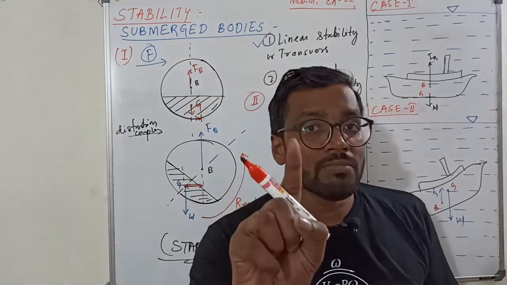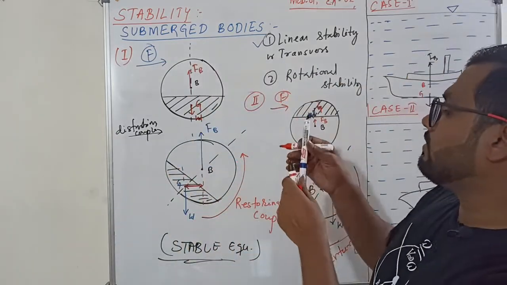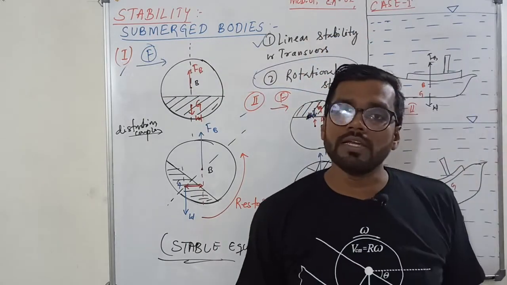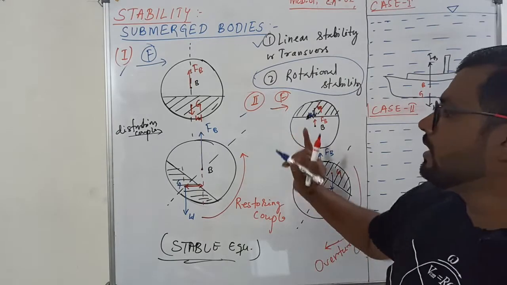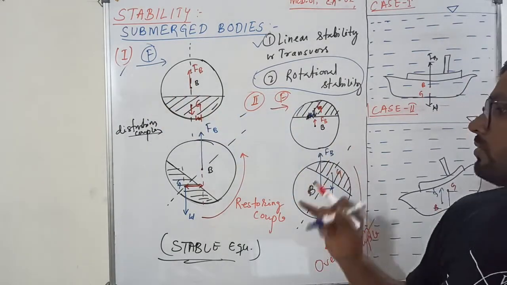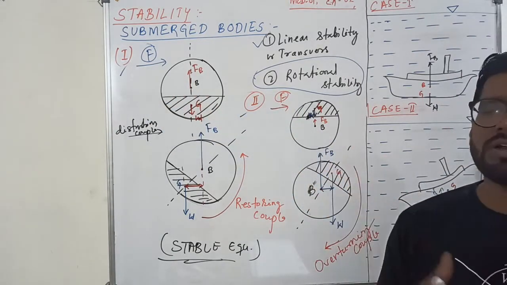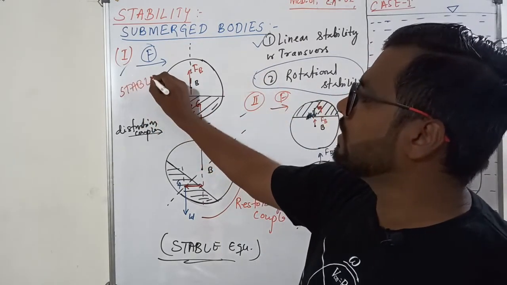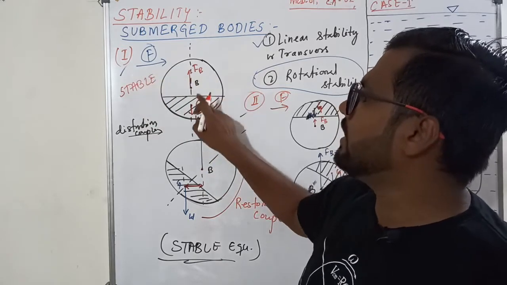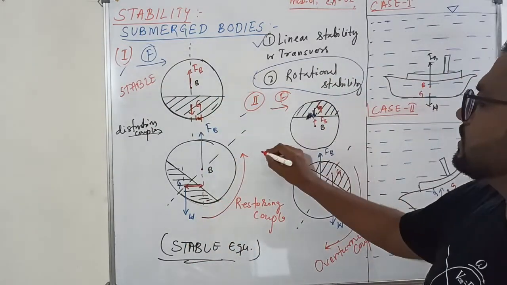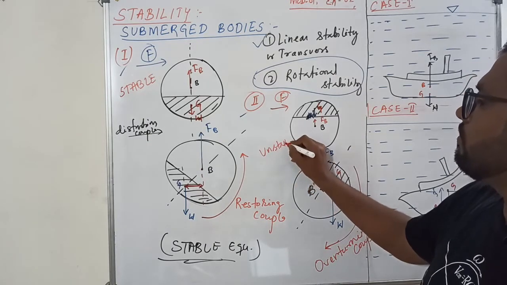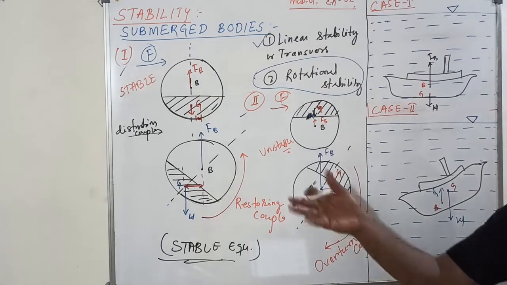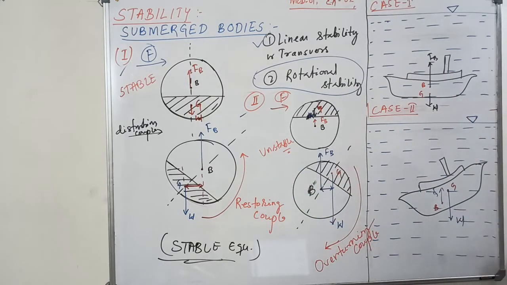Understood? For the submerged case, whatever we are discussing now, case 1 and case 2, which stability is this? Rotational stability. So these two are case A and case B. Note it down; we will discuss a case C. When the center of gravity is below the center of buoyancy, this is the stable equilibrium. When the center of gravity is above the center of buoyancy, this is the unstable equilibrium. Next we will go for the neutral equilibrium. Note it down fast.